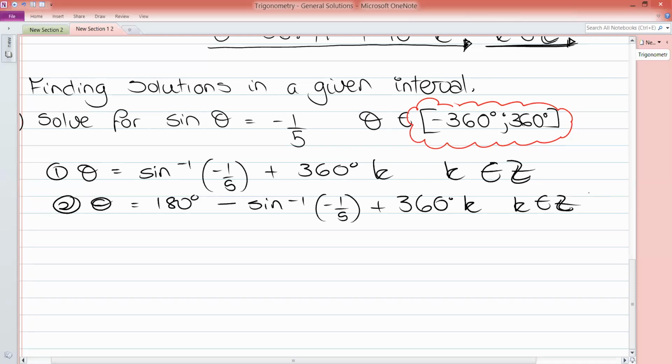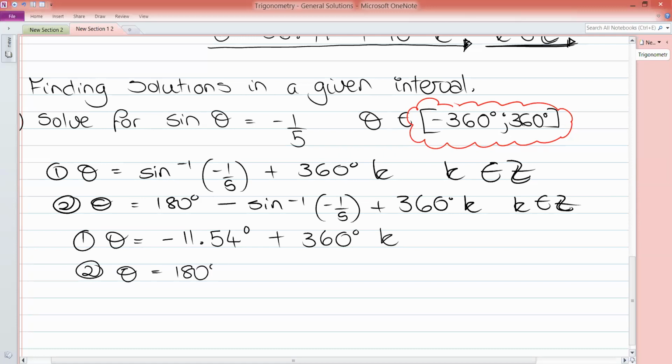Okay, now let's find the actual value here. Inverse sine of -1/5, what I get, okay, so for the first one, this is going to be -11.54 degrees plus 360 degrees k. Then remember, for the second one, you have to say 180 minus whatever you got there. So 180 degrees minus -11.54 degrees plus your 360 degrees k. Okay, k is an integer.